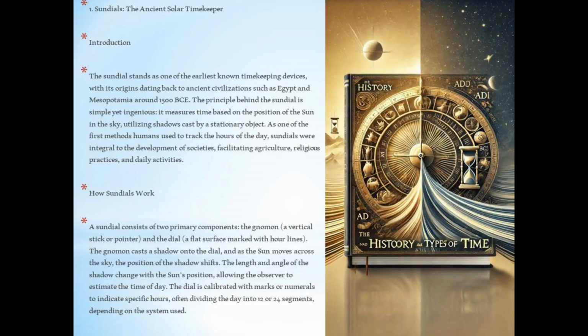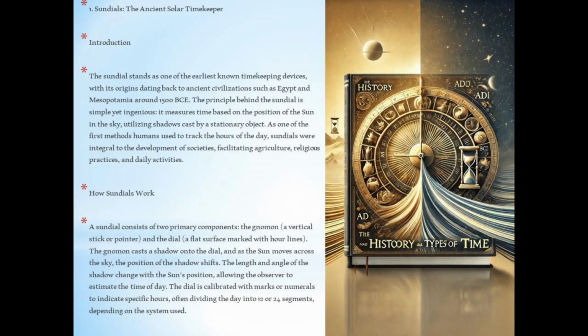Number 1. Sundials, the ancient solar timekeeper. Introduction. The sundial stands as one of the earliest timekeeping devices, with its origin dating back to ancient civilizations such as Egypt and Mesopotamia around 1500 BCE.